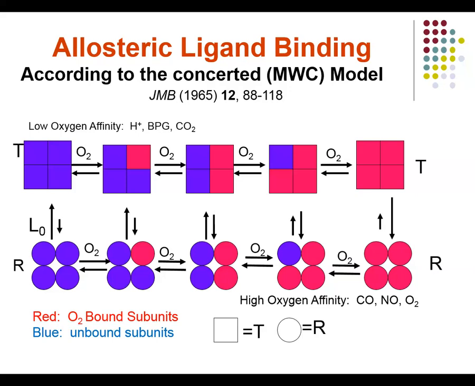Now, carbon monoxide and nitric oxide are also more complicated than that because in addition to preferentially stabilizing the R state, they are competitive inhibitors of oxygen binding. So at high concentrations of CO, oxygen will not bind, and you get carbon monoxide poisoning. And that is the end of this particular talk.